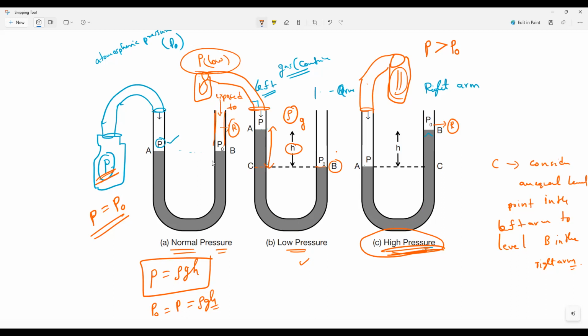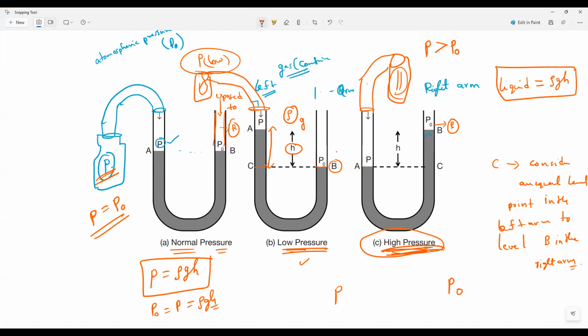Now, all of you observe, if you want to calculate the pressure of a gas or pressure of a liquid, in any case, either low pressure or high pressure, we will take the pressure of the gas as P, and pressure of atmosphere is P0. And we all know, what is the liquid pressure or gaseous pressure formula? Everybody? Liquid pressure is equal to rho GH.